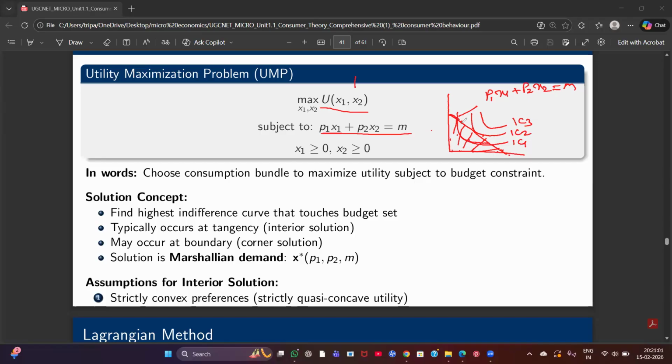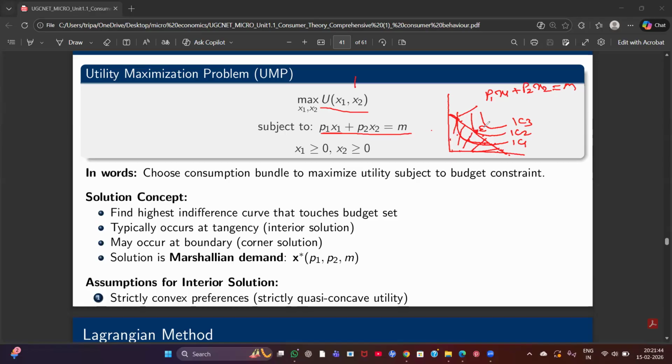But the question is, should the consumer consume at this point? No, because there is a possibility for the consumer to jump to a higher indifference curve, that is IC2, where it can still be within its budget constraint, and that point will be this point E. When the consumer consumes on the higher indifference curve IC2 at point E, it is within the budget constraint, and this gives more utility than IC1. So it is better for the consumer not to settle at the lower indifference curve IC1, but to shift to IC2. That gives me maximum utility.